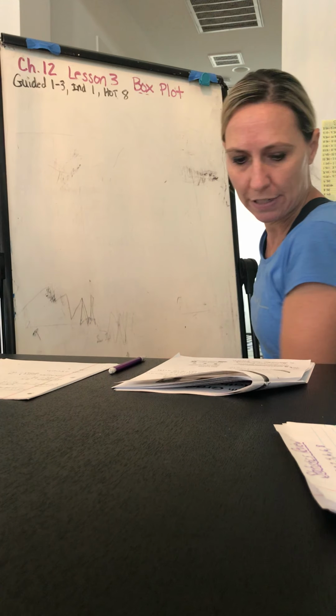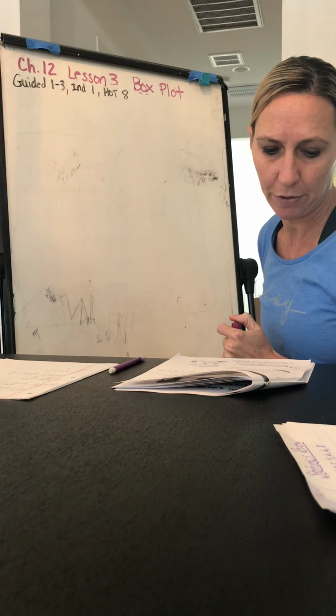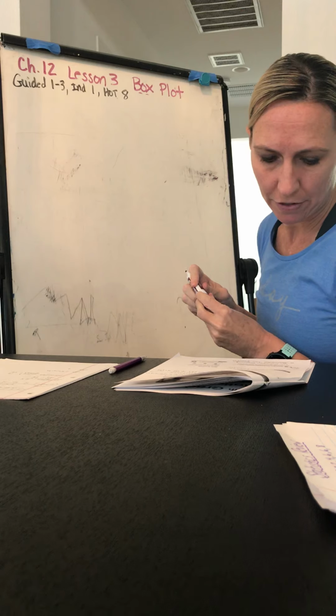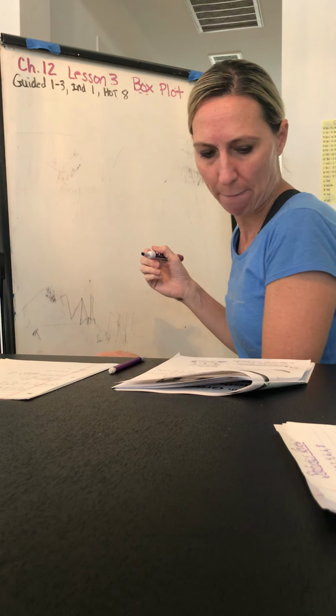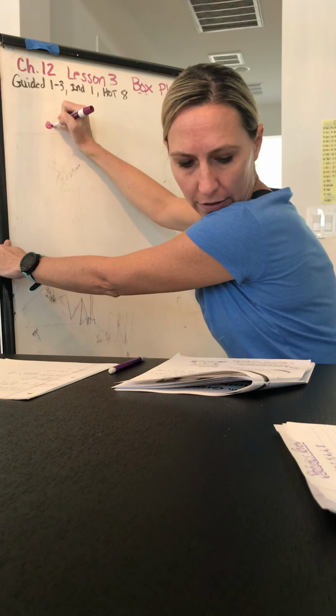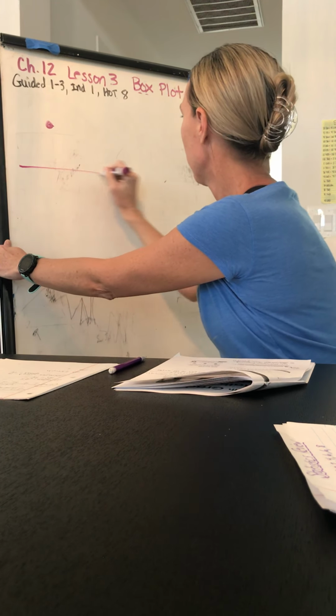Okay, number 2 says, find the median and the measure of variability for the box plot shown, then describe the data. So they give you the data. They have a drawing for you. So I'm just going to draw it here. It looks like, here's a number line.